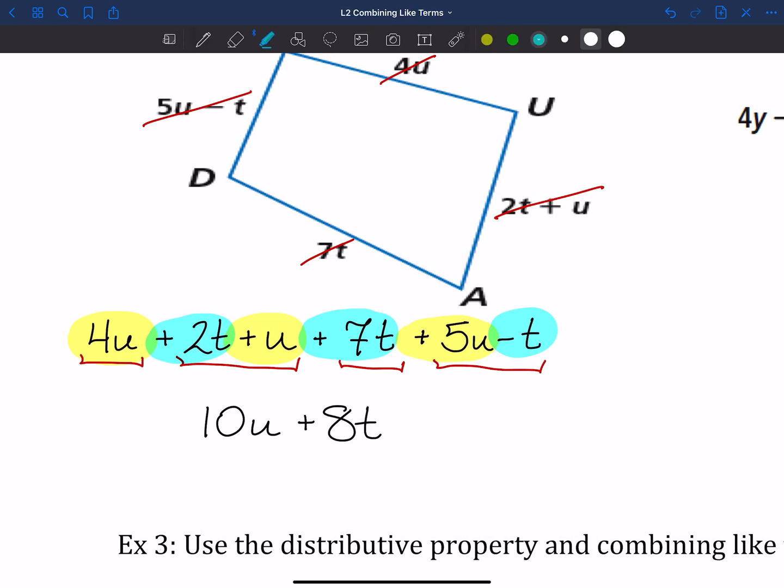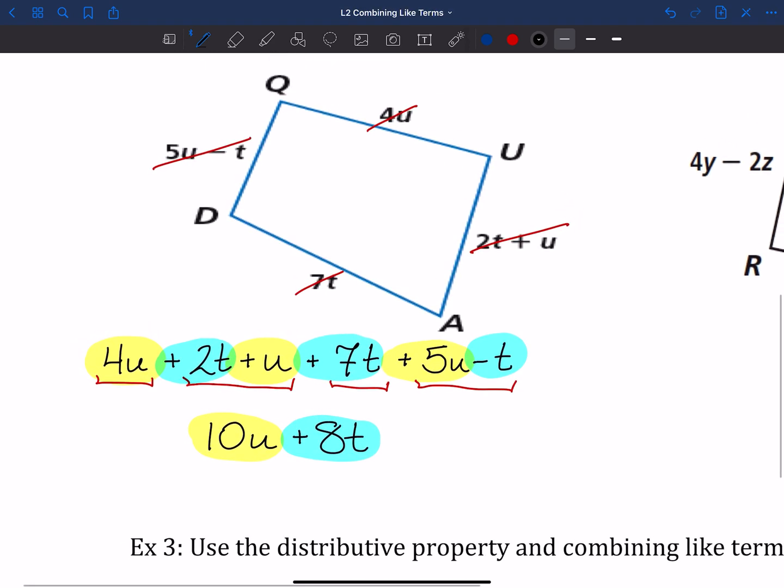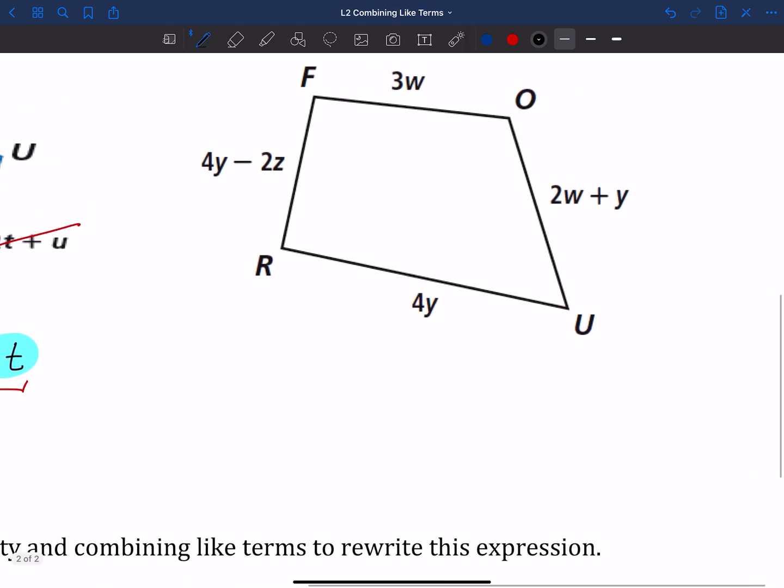All right? So what's in blue is what we got from the terms in blue above. What's in yellow is what we got from the yellow. All right? Once we get there, that's all we need, right? Our terms have been combined appropriately. That is the perimeter of that shape. All right? Let's try with something a little different, right?